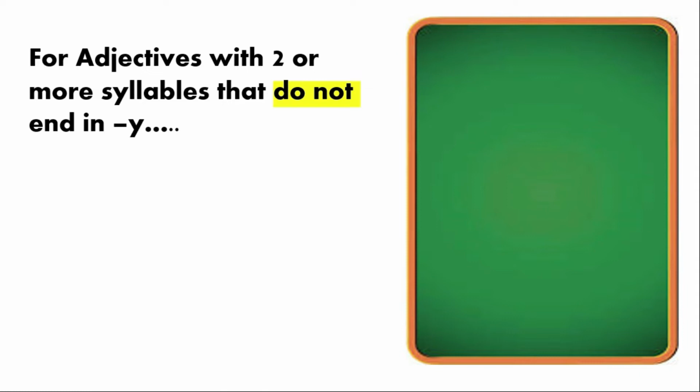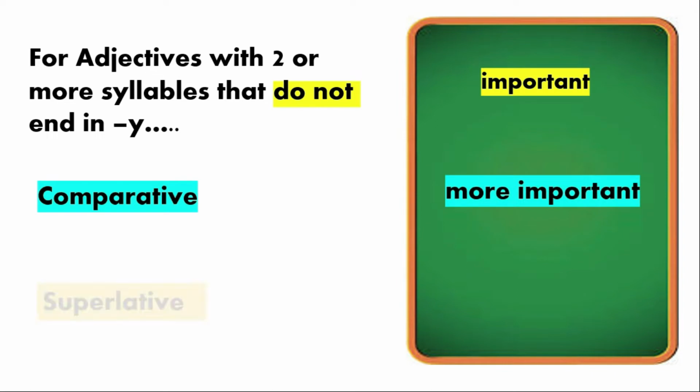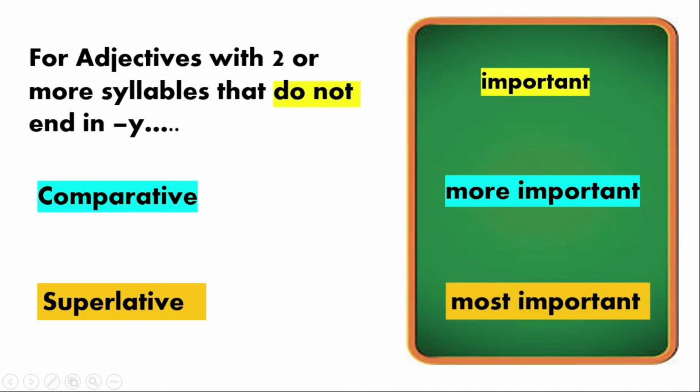If the adjective has two or more syllables that do not end in y, like important, three syllables, in the comparative, we say more important. For the superlative, we would say most important. These are adjectives with two or more syllables that do not end in y.